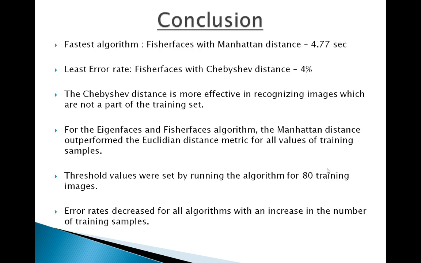Given a few exceptions, the error rates for all the three algorithms decreased with an increase in the number of training samples. In the case of the Eigenfaces and the Fisherfaces algorithms, the Manhattan distance metric either matched or outperformed the Euclidean distance metric for all sizes of the training dataset. For all the algorithms, the threshold values were determined by calculating the minimum distance for each test image for a training set comprising 80 images, and then setting the values heuristically so as to yield the least error rate possible. Well, this was my project.